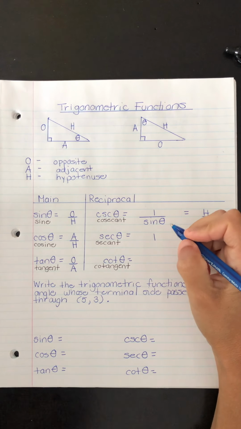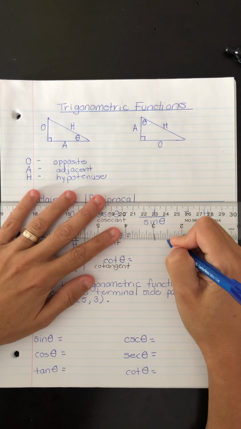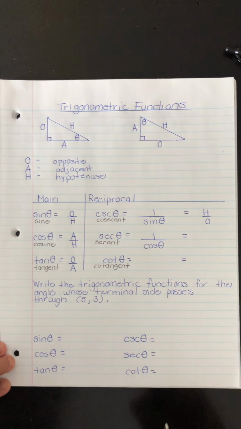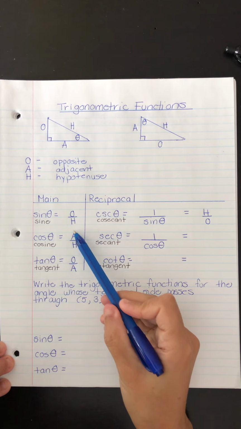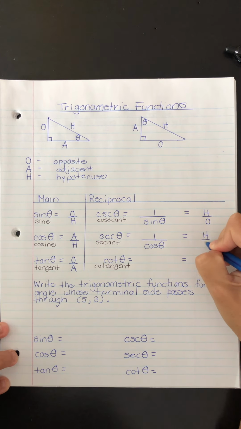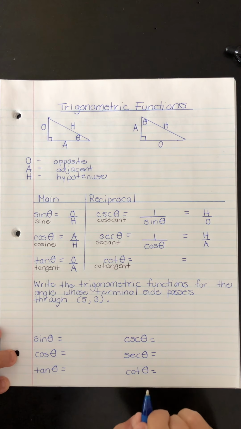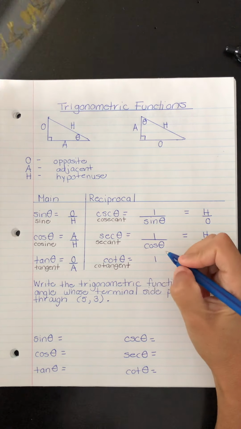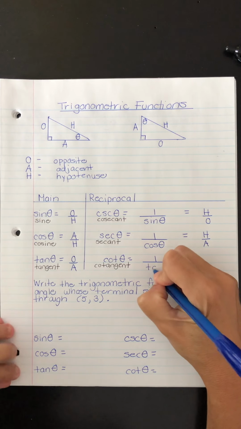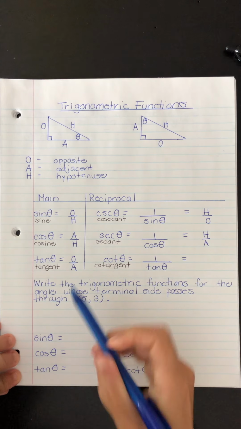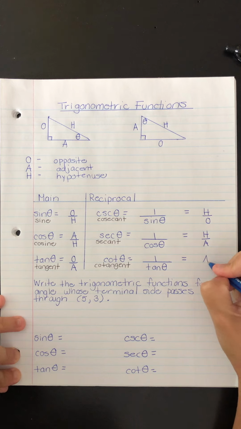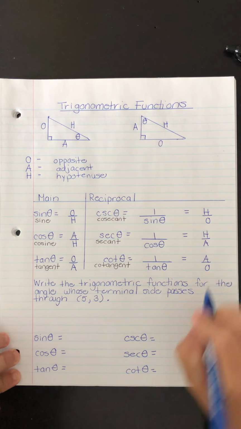Secant is the reciprocal of cosine. So it is 1 divided by the cosine of the angle. It is 1 divided by A over H as well, which makes it H over A. Finally, cotangent is the reciprocal of tangent, and therefore it's the reciprocal of this fraction as well. It is A divided by O.